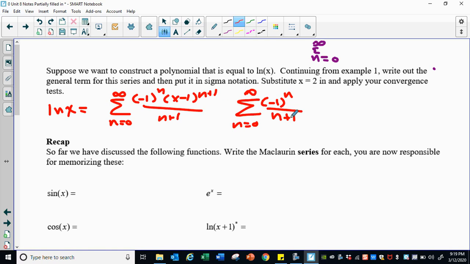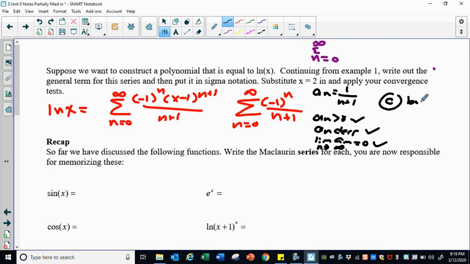Well, what do you know? That's an alternating series, right? And so you could say, well, that's alternating. A sub n is 1 over n plus 1. A sub n is positive. Yep. A sub n is decreasing. Yep. And the limit of a sub n as n goes to infinity is 0. So this is convergent by alternating series test.